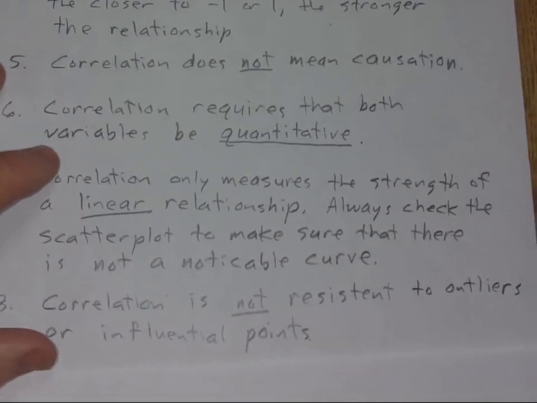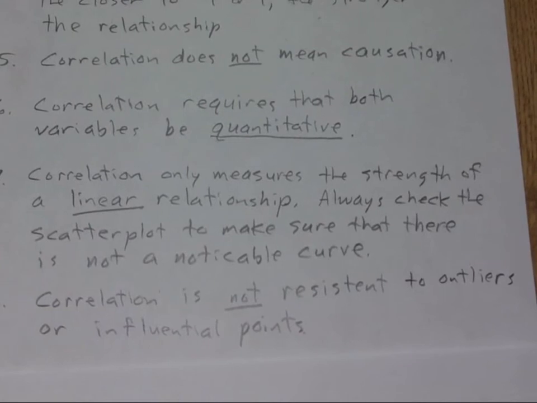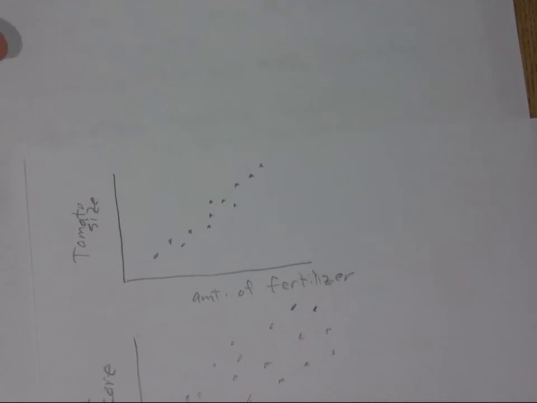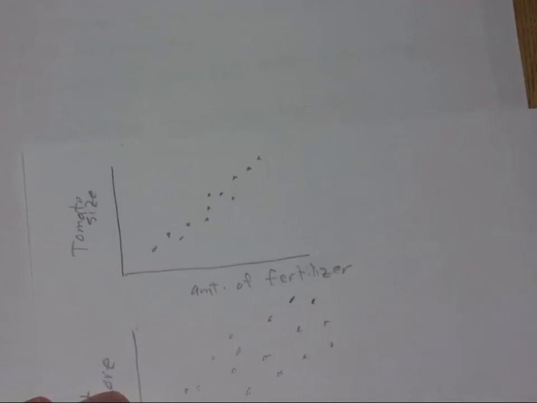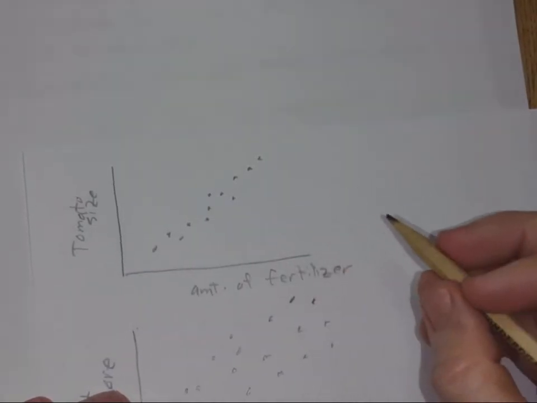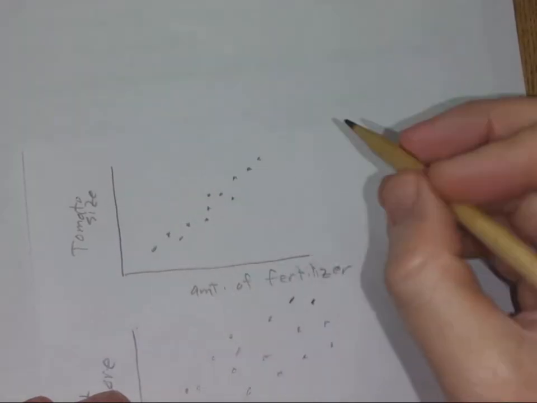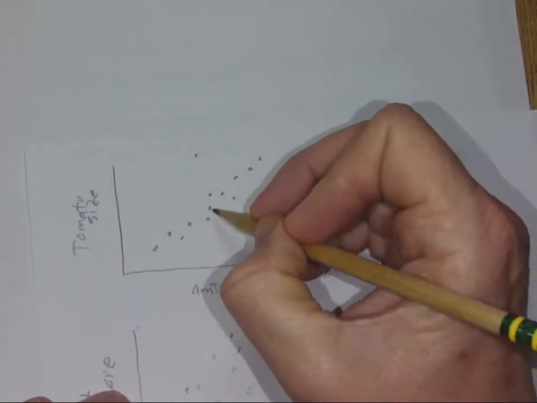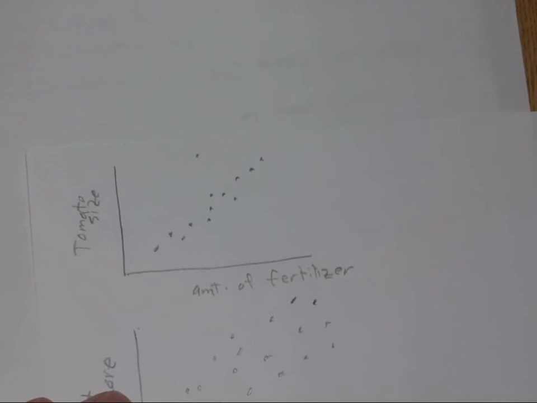And then lastly, correlation is not resistant to outliers or influential points. So for instance, an outlier is way above or below the line. Let's say we had this data here. That R value is going to be really strong, like 0.95 or something. But if we put an outlier on there, that's going to really lower your R value.